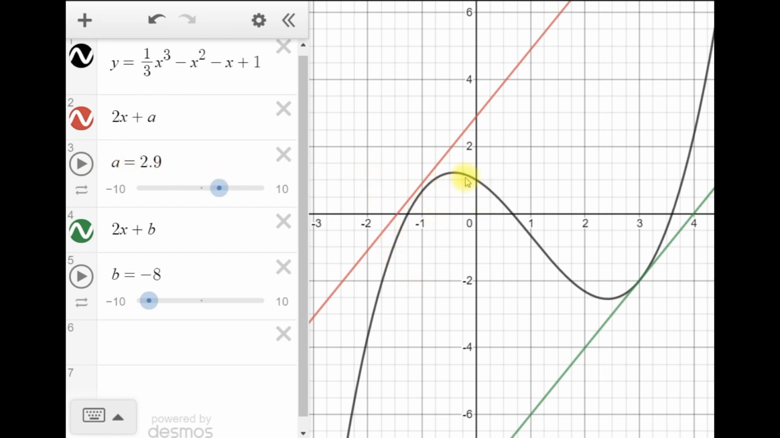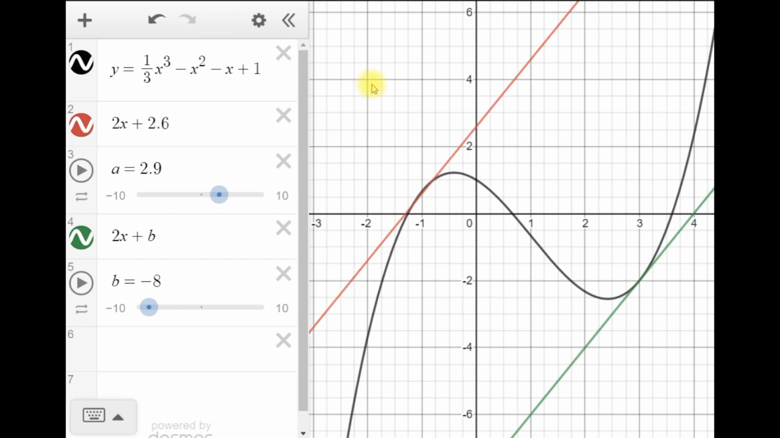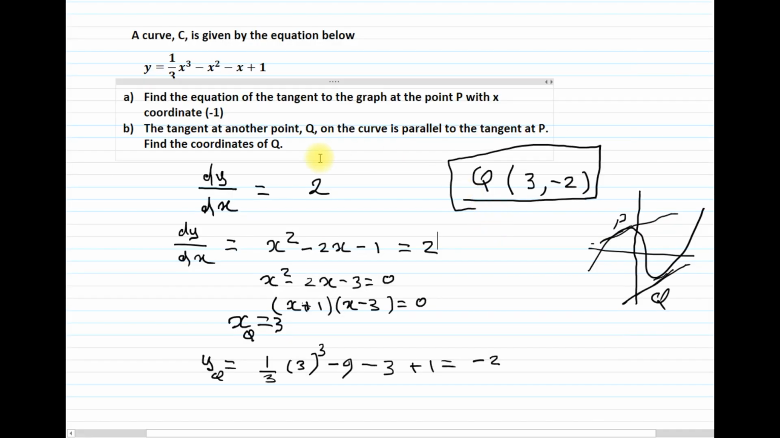That first we had the curve, we were given a point, x equals minus 1 up here, and we were asked to derive the equation of the tangent, which we did, which was 2x plus a, where I've put a parameter, but it's really 8/3, which is about 2.6. So there you are. So that's the equation of the tangent at that point. And to find the coordinates of Q, what we did, we differentiated our curve.